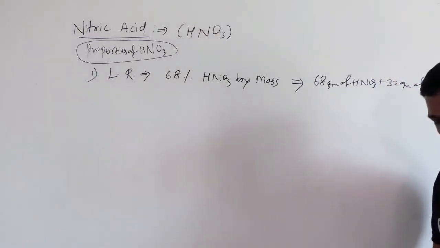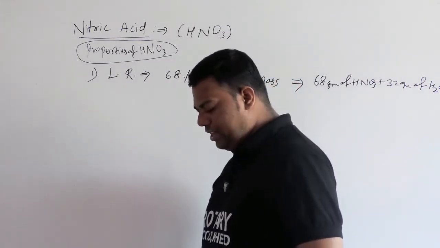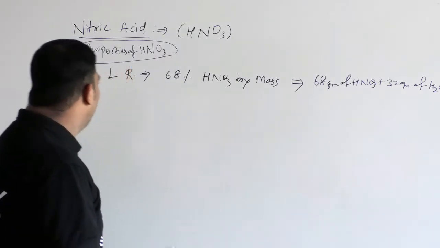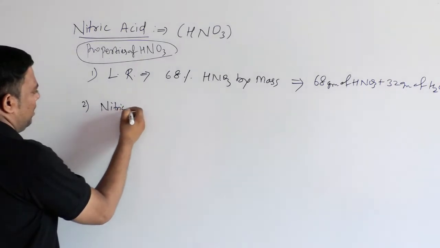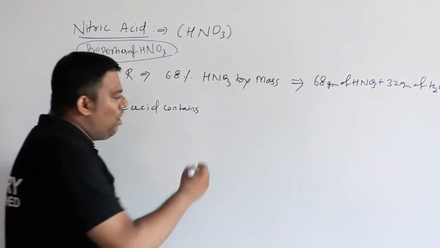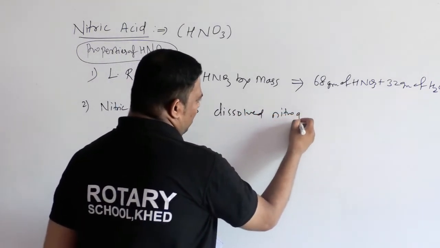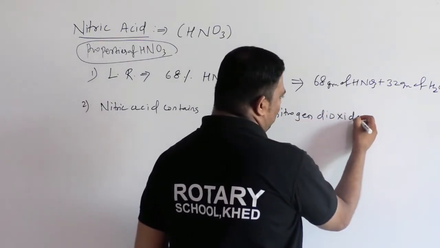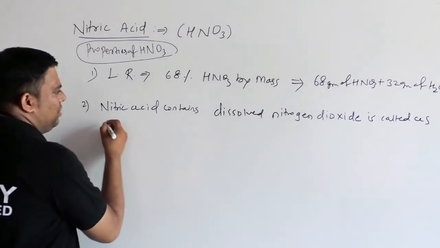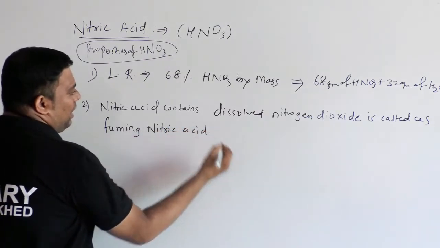Now, suppose you are thinking about another property: the impure acid is generally yellow due to the presence of nitrogen dioxide in it. Okay, impure acid is generally yellow. And one more remarkable property is what? Nitric acid containing dissolved, what, beta? Nitrogen dioxide is called fuming nitric acid.